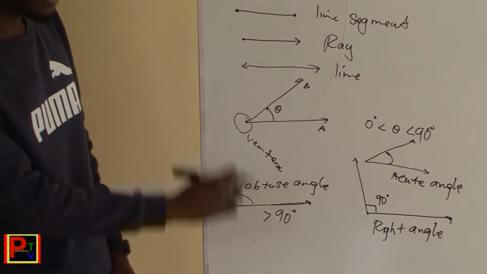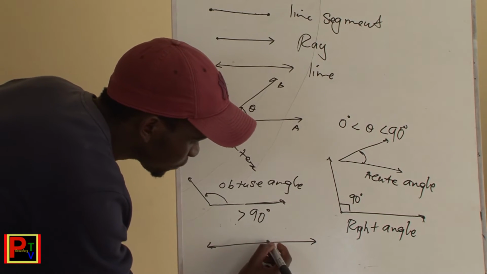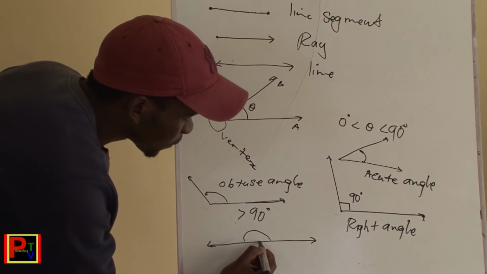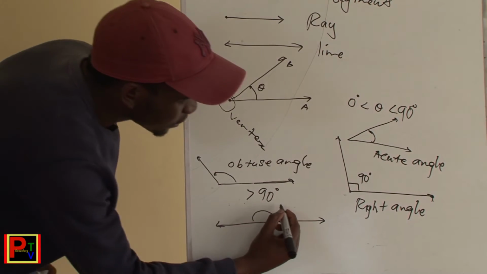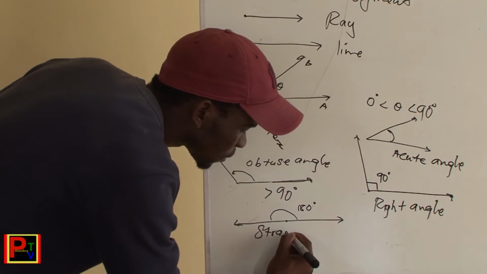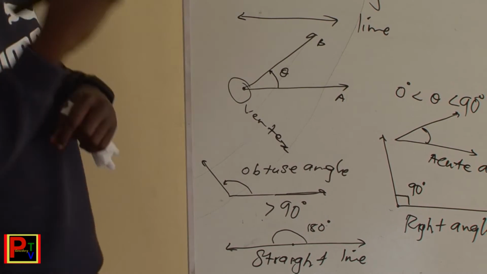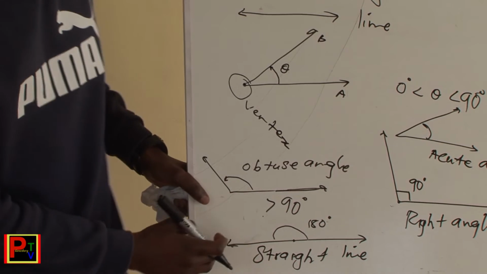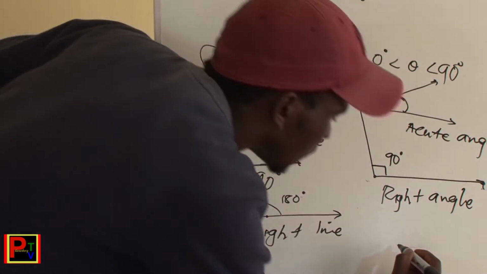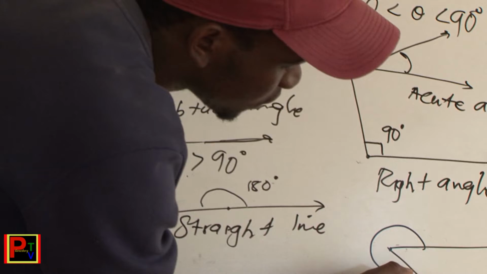Now, if we extend it again anti-clockwise, we end up having something like this. Now, what is this? This is a straight line. If we were to measure this angle, it would be 180 degrees. Now, what if we extend it again? That simply means the angle should be greater than 180 degrees. What do you call that angle? You call it a reflex angle. Measure it from this point up to this point.